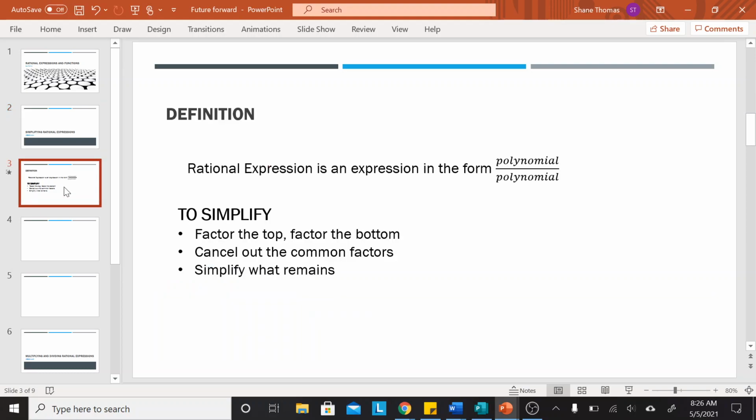Here's what you want to do. First off, a rational expression is an expression in the form polynomial over a polynomial. And then to simplify, you want to factor the top, factor the bottom, cancel out common factors, and simplify anything that remains. Whenever you start, ask, can I factor it? If you can factor it, factor it. If you can't factor it, cancel stuff out. Because remember, everything has to be written in multiplication for you to be able to cancel it.